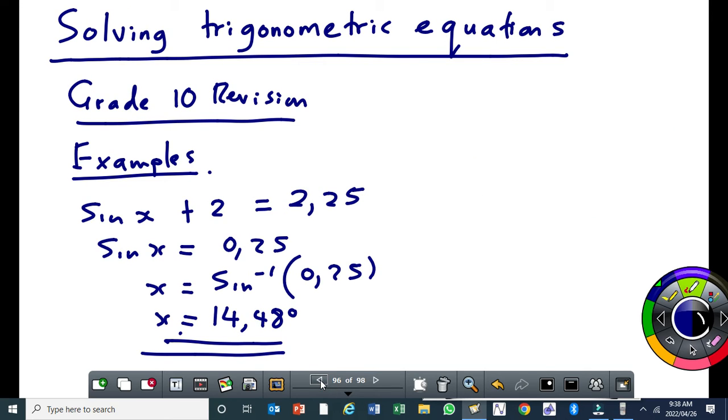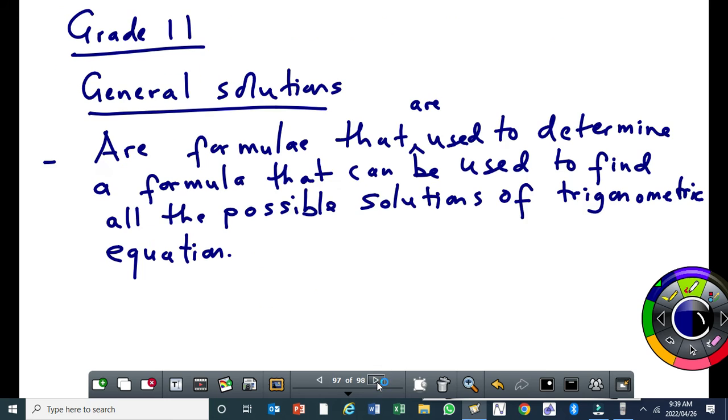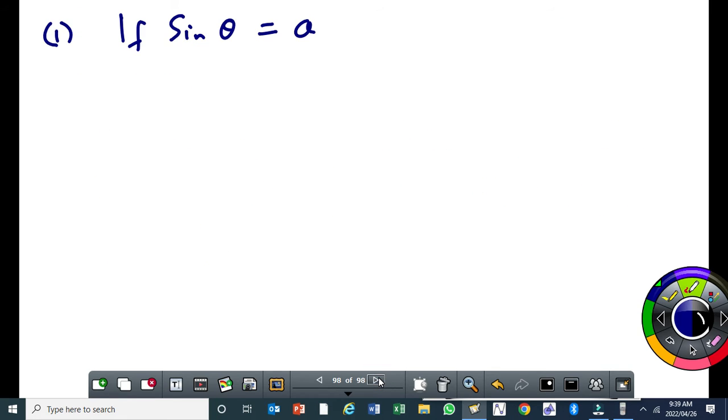I started with sine x plus 2, then I simplified until I got sine x equal to 0.25. So the A is this 0.25, and the sine theta is this sine x. So if you've got a trigonometric equation where you reach this point, you need to know that the value of theta can be in the first quadrant, because sine is positive in the first quadrant. It can also be in the second quadrant, because sine is positive in the second quadrant. So we can write this as theta equal to shift sine of A.